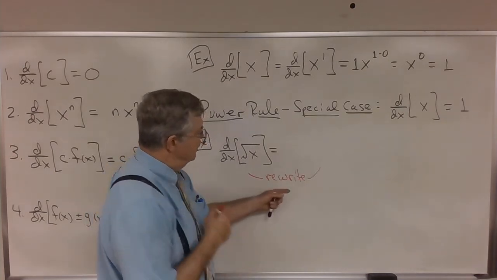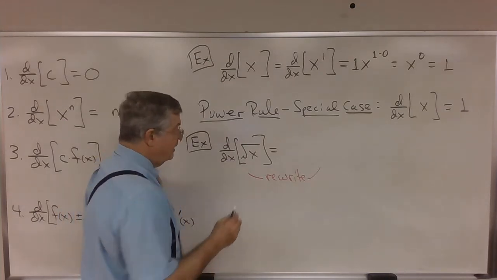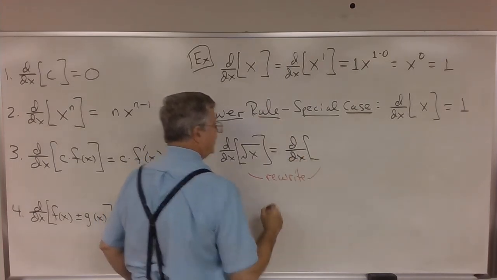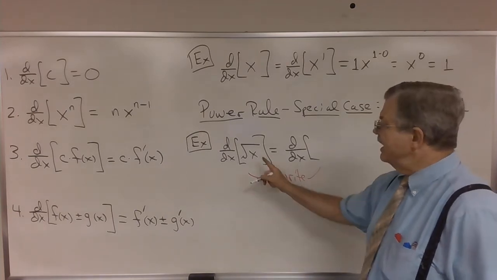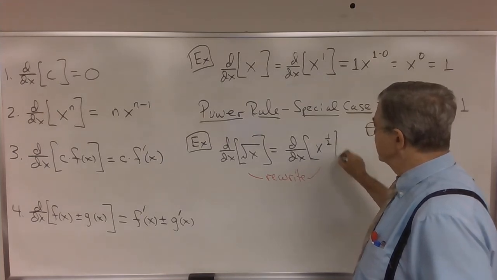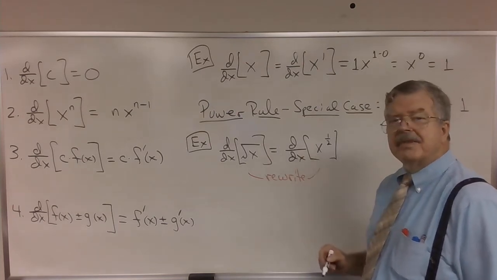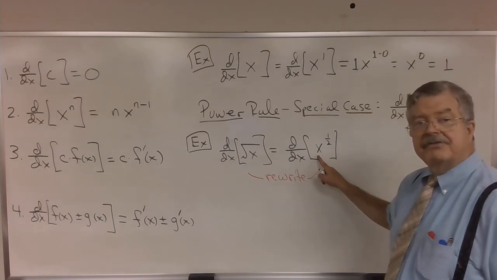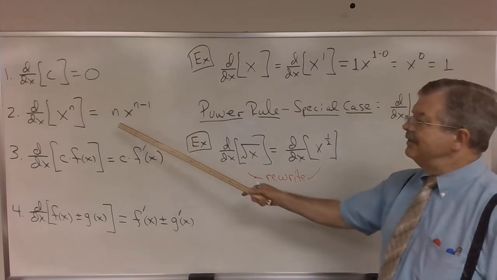By the way, this is one of my favorite words in math, rewrite. So the derivative of square root of x is the same thing as the derivative of, what did you say? How can we rewrite this? Maybe write this as x to the power of 1/2. They are the same. And now we're computing the derivative of x raised to a power. So we get to use our power rule.